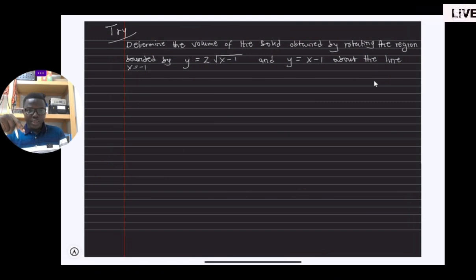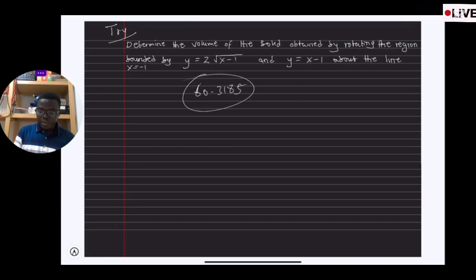You know, the previous question we did was rotated about the line y equal to 4, but here we are doing it about x equal to -1 instead, right? So please quickly try your hands on this, and you are supposed to get an answer of 60.3185. This is approximately 96 pi over 5. This is the final answer that you're supposed to get for this particular question.